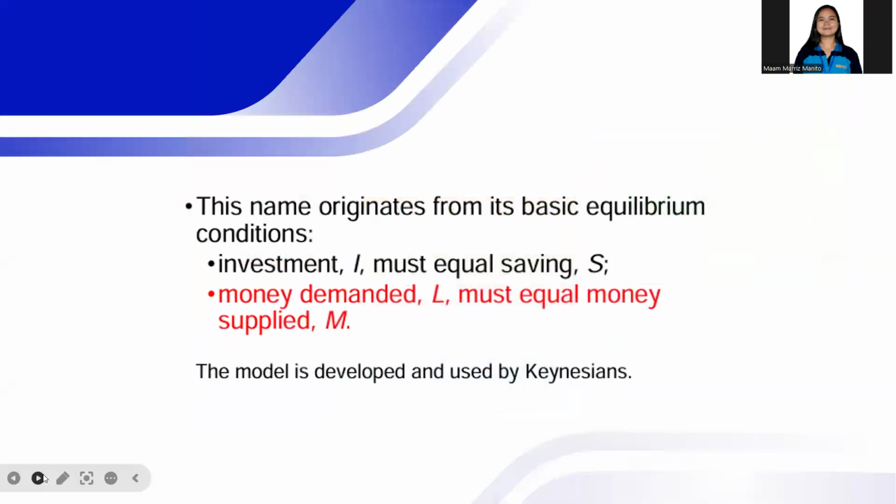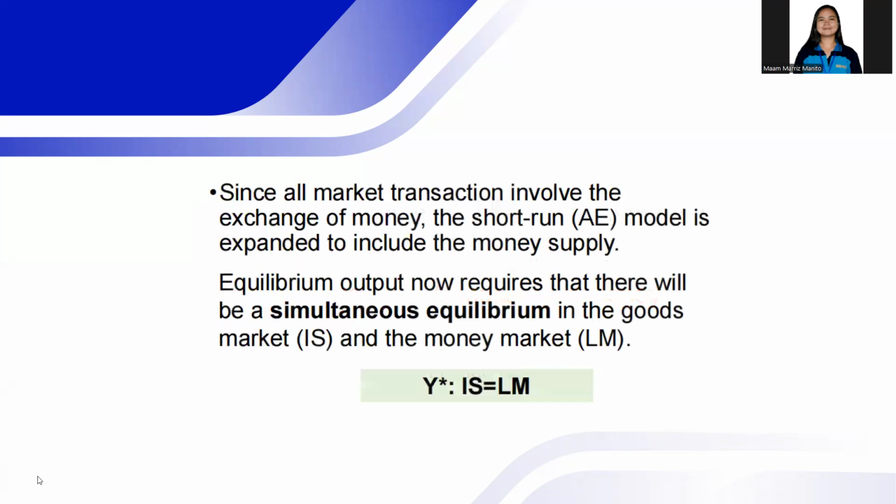So the name ISLM originated from IS, investment and saving, and LM, L meaning money demanded, and M meaning money supply. So if investment must be equal to savings, money demanded must also be equal to money supply. And this model was developed and used by Keynesians. So nasa continuation lang po tayo ngayon ng ISLM. So yung LM po yung focus natin.